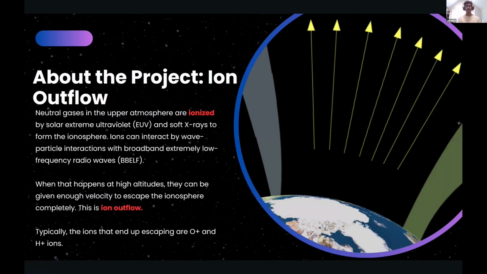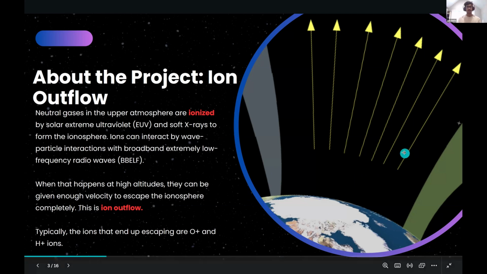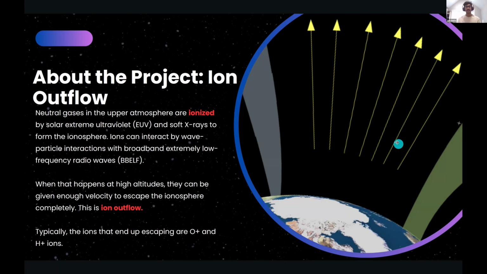The ionosphere is basically a layer of gas particles that gets ionized by radiation from the sun, like ultraviolet rays and X-rays, and these ions can interact with radio waves, broadband extremely low frequency (BBELF) radio waves. And when that happens at high altitudes, they can be given enough velocity to escape the atmosphere completely. This is what's called ion outflow. This is one of the things that's studied. And typically the ions that end up escaping are oxygen plus and hydrogen plus ions.